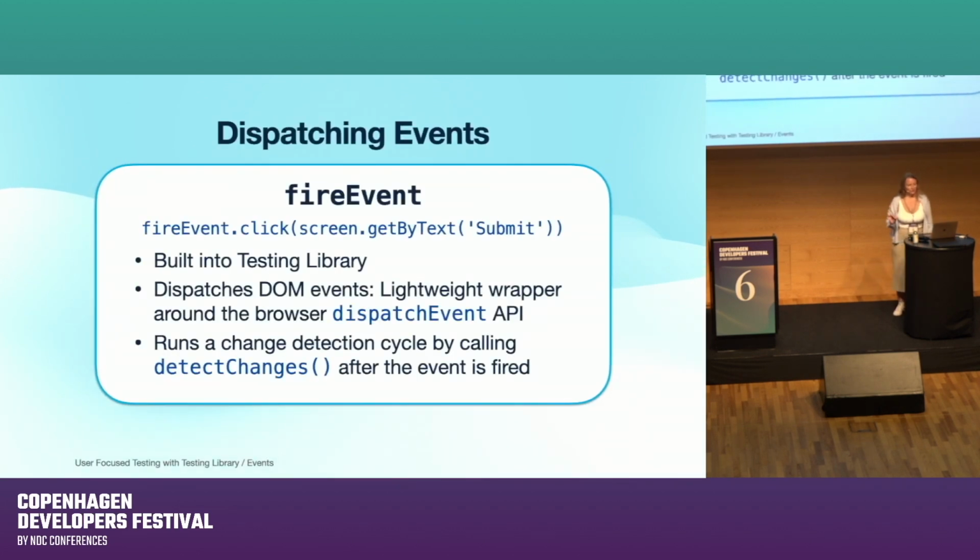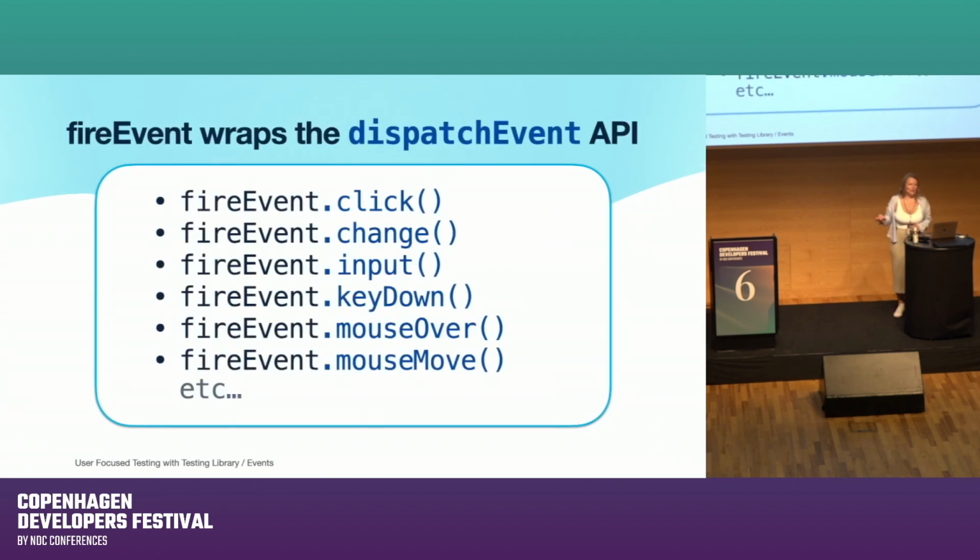So once you've queried for and gathered the elements under test, following an arrange, act, assert pattern, the next step is to perform some user interaction on those elements. The Fire Event API built into testing library is actually just a lightweight wrapper around the browser's dispatch event API. And for Angular, it will also run that change detection cycle for you. The Fire Event API methods only trigger a single event on the target element.